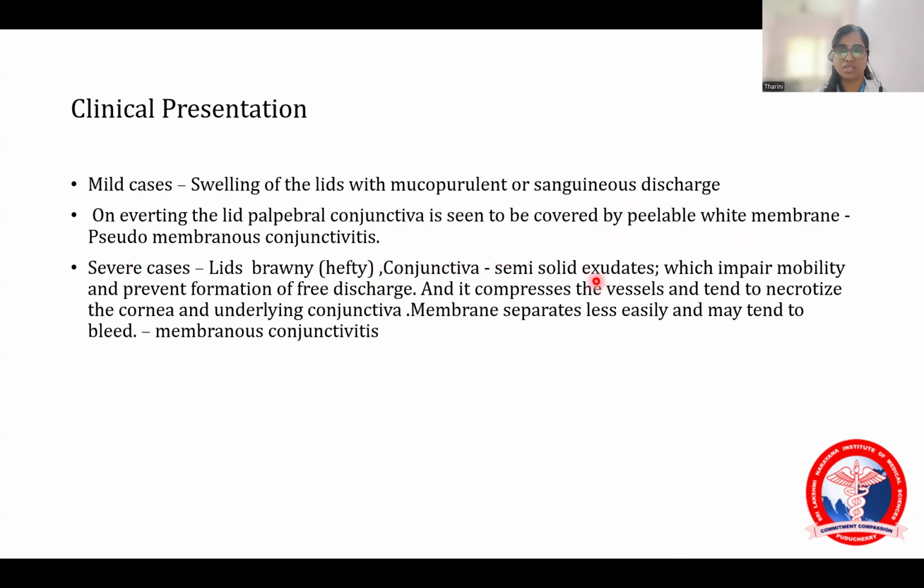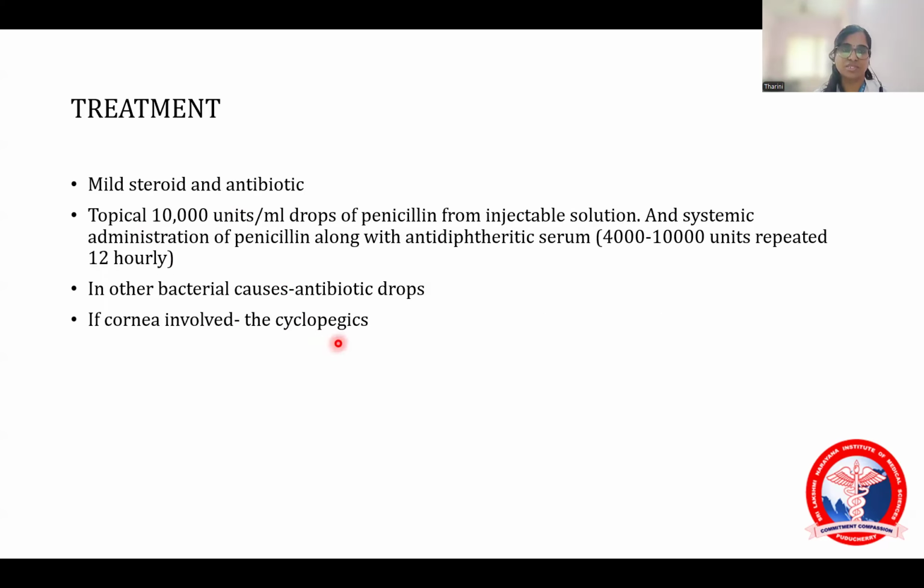Conjunctiva can have semi-solid exudates which impair the mobility and prevent formation of free discharge, and it compresses the vessels and tends to necrotize the cornea and underlying conjunctiva. Membrane separates less easily and may tend to bleed, then it is called membranous conjunctivitis. The treatment: we have to start a mild steroid and antibiotic combination, topical penicillin 10,000 units per ml drop from injectable solution, and systemic administration of penicillin along with anti-diphtheritic serum, 4,000 to 10,000 units repeated 12 hourly.